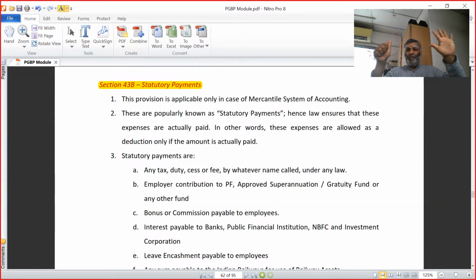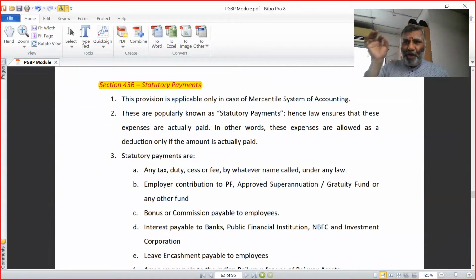There are 6 types of statutory payments under 43B: any taxes or duty, employer's contribution to PF, payment to railways for using their assets, bonus or commission, leave encashment, and interest payable to banks, NBFCs or any other financial institution. You have drawn it as three branches. Put a flower bracket covering all the three branches so that we write the common provision.